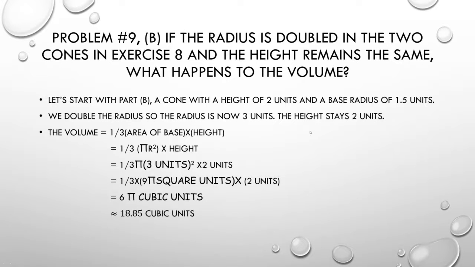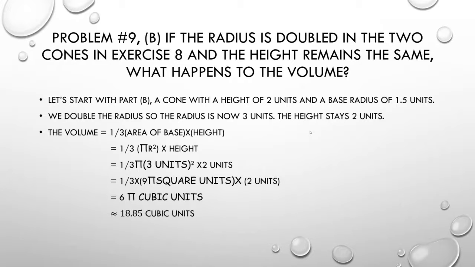Okay, now we're going to take a look at problem number 9b, where the radius gets doubled and the height remains the same. We want to find out what happens to the volume. So we'll start with part B. This is the cone that has a height of 2 units and a base radius of 1.5 units. We double the radius, so the new radius is 3 units, and the height stays the same at 2 units.